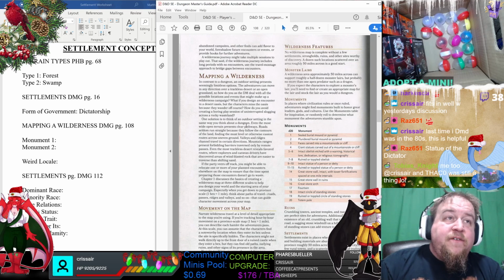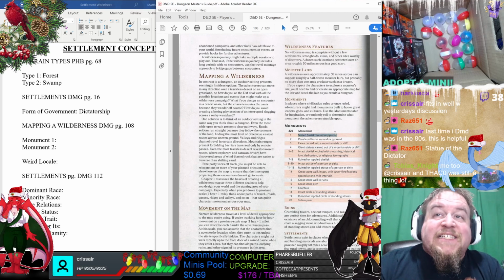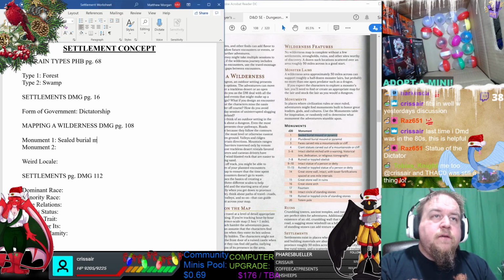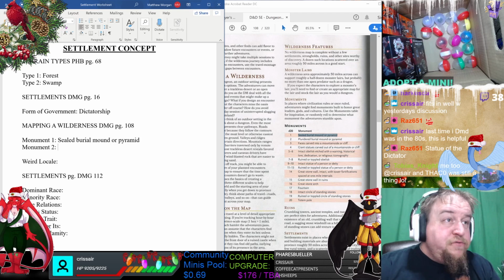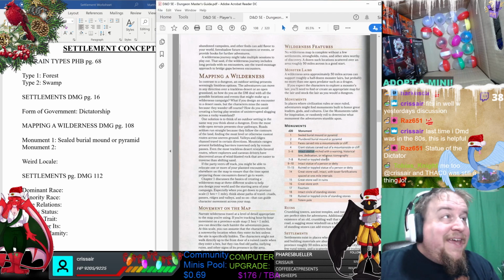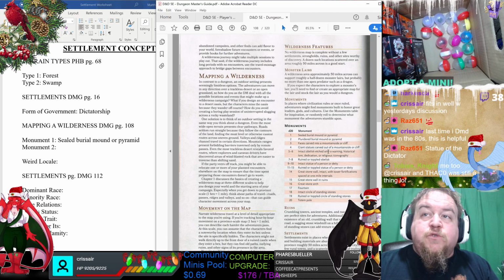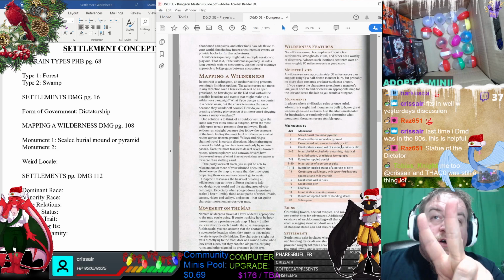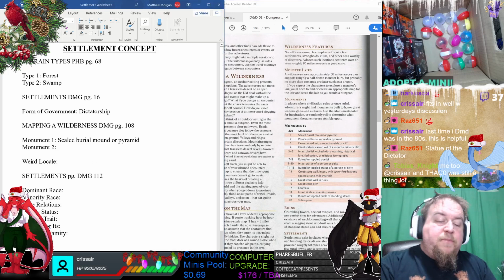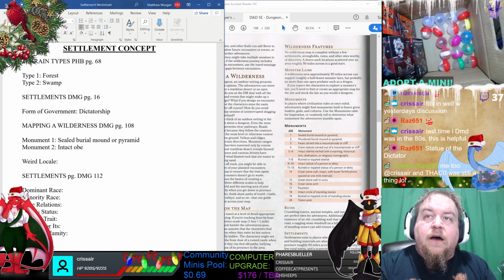One and five. So our first monument is a sealed burial mound or pyramid. Okay. In fact, we can even refine it and choose one. But first things first. And number five, an intact obelisk etched with a warning, historical lore, dedication, or religious iconography. So, I'm going to put an intact obelisk etched with.